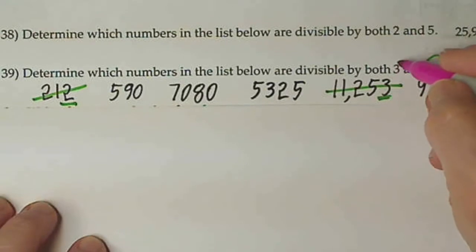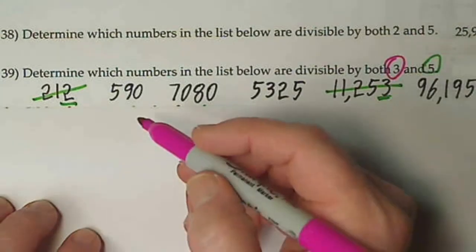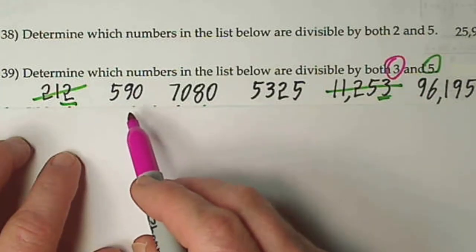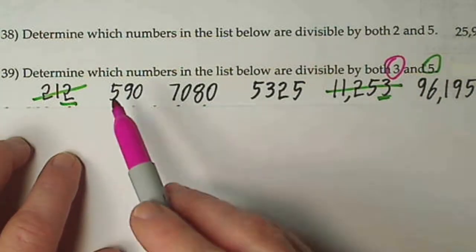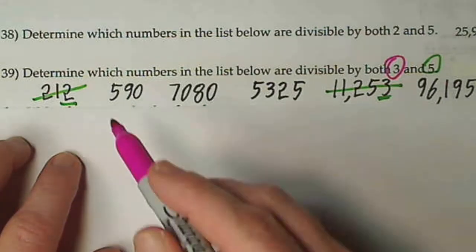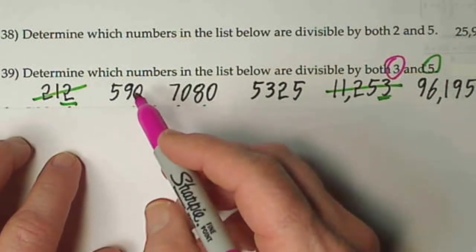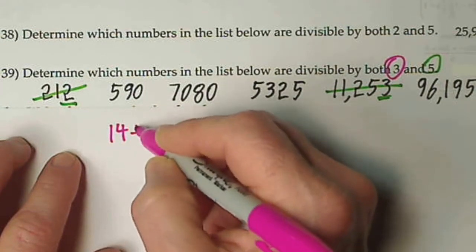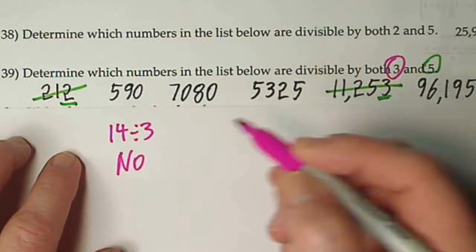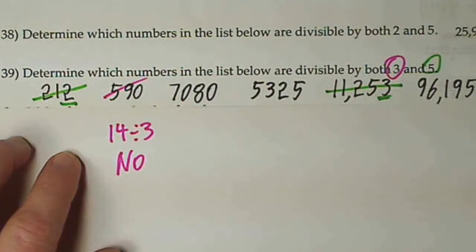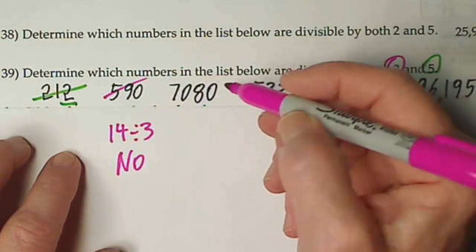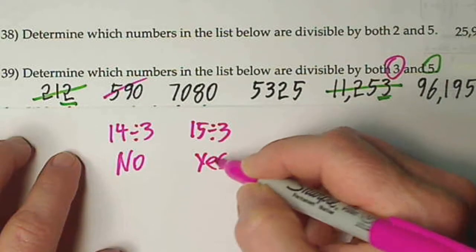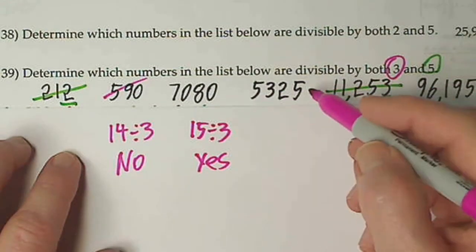All right, so now we're going to focus on the 3. And you have to remember the trick. If you add up all the digits and that sum is divisible by 3, then the original number is divisible by 3. 5 plus 9 plus 0 is 14. Is 14 divisible by 3? No. Well, then that's not divisible by 3. 7 plus 8 is 15. Is 15 divisible by 3? Yes.